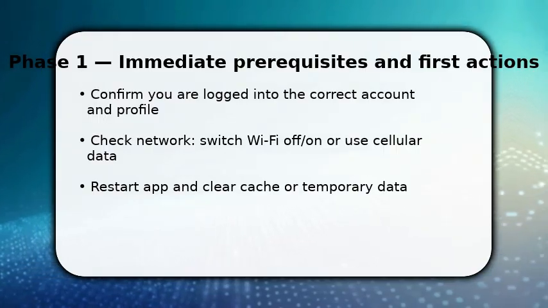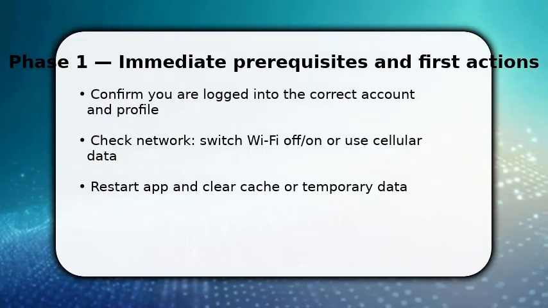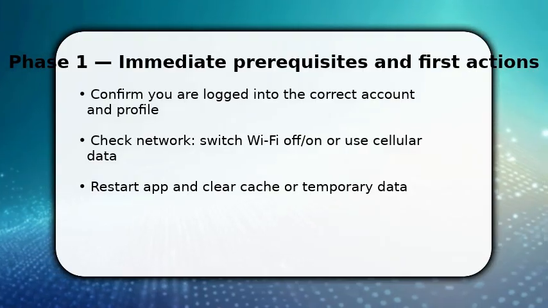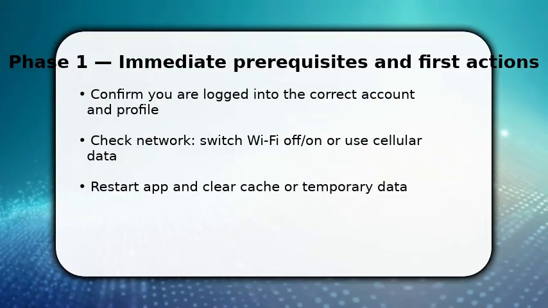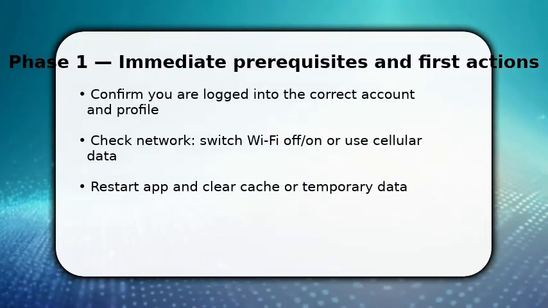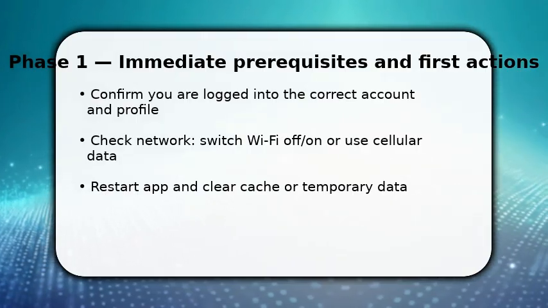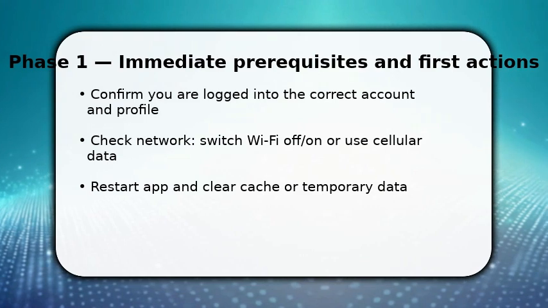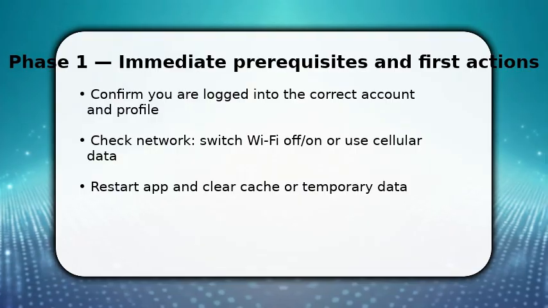First, sign out and sign back into the exact account tied to the service. This forces a fresh authentication. Once done, toggle Wi-Fi and try cellular if available to rule out route problems. Then close the app and clear its cache or temporary files. This removes stale state. These steps reset identity and transport layers, so subsequent checks reveal deeper causes.